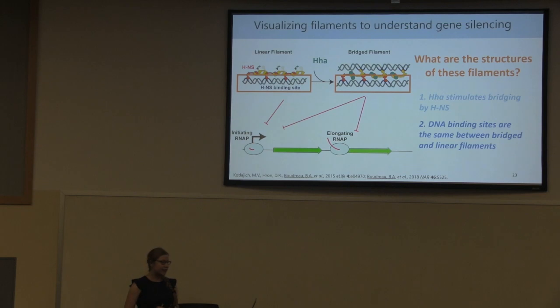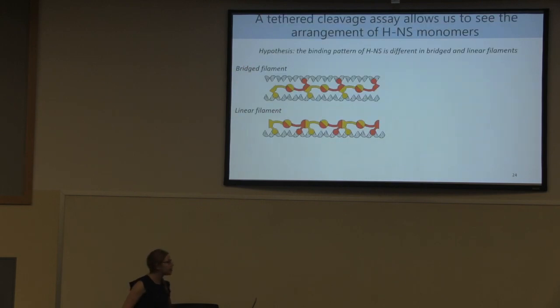And so going into this investigation, I had a distinct hypothesis. I hypothesized that the arrangement of the DNA binding domains might be different in a bridged and a linear filament. There was a little bit of data that went into drawing these cartoons, but at the end of the day, we thought that maybe in a bridged filament, the spacing between these DNA binding domains might be larger than the spacing in the linear filament here. I'm just showing you that difference with those arrows. So we thought if we could see this difference in the DNA binding domain, that would give us more of a clue of how the molecules of H&S are arranged within these filaments.